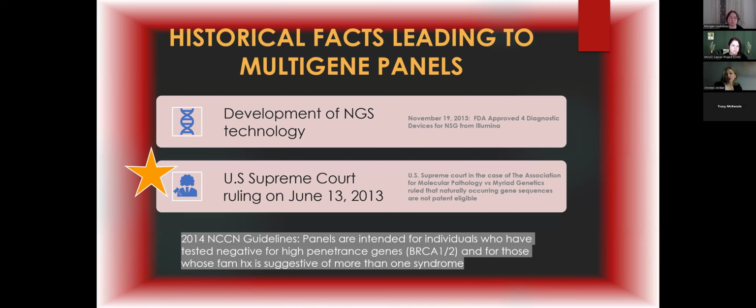Unfortunately, Myriad charged $5,000 or more for the test. Back then, insurances didn't always pay for it. In fact, more often they didn't pay for it. And if you did get them to pay for it, they wouldn't pay for a second test if it was negative. And so things were a lot more difficult.